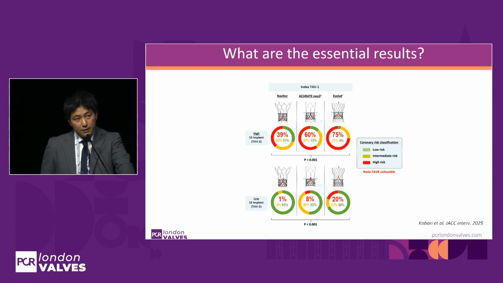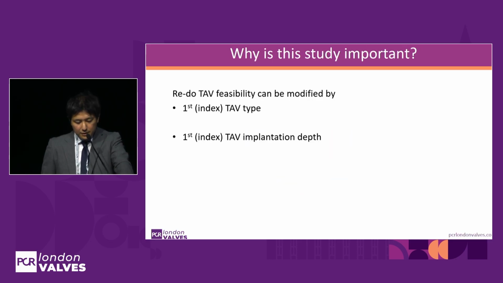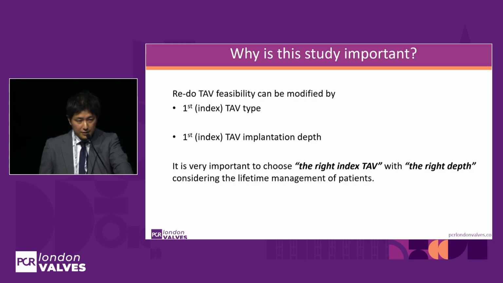Interestingly, if you compare these results with other self-expanding valves, of course, we cannot use the accurate anymore. Regardless of the implantation depth of the second SAPIEN, Navitor offers a promising result, maybe because of the interleaflet position of the Navitor. So redo TAVI feasibility can be modified by the index TAVI type and the TAVI implantation depth. That is why it is very important to choose the right index TAVI with the right implantation depth, considering the lifetime management of patients.